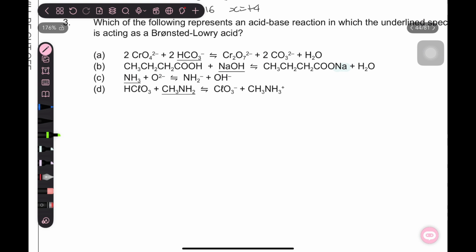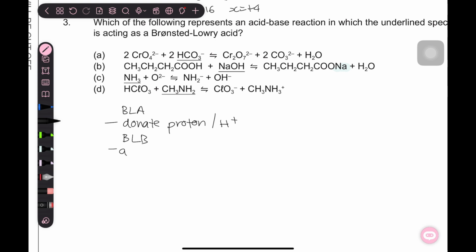Okay, now we go on to question 3, which is testing our understanding of the Bronsted-Lowry theory versus the Arrhenius theory of acid-base. So we should understand that a Bronsted-Lowry acid will donate a proton or a H+, and a Bronsted-Lowry base, I'm just using BLA and BLB as an abbreviation here, a Bronsted-Lowry base will accept a proton.